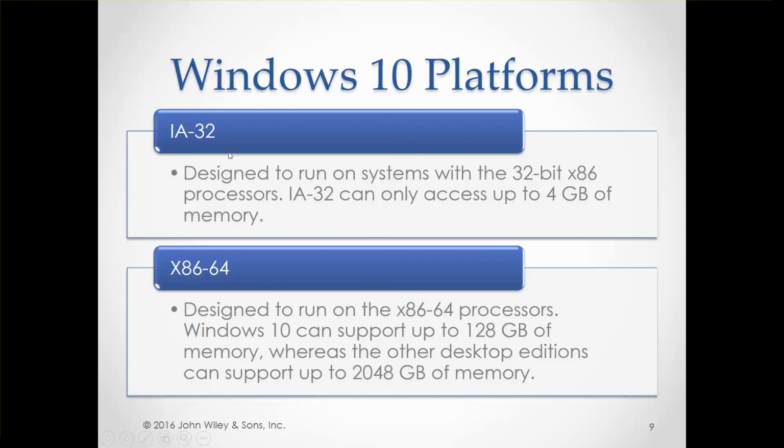Windows 10 platforms, you have the IA32. This is designed to run on systems with the 32-bit x86 processor. You can only access up to 4 gigabytes of memory. The x86-64, this is designed to run on the faster processors. Windows 10 can support up to 128 gigabytes of memory, whereas the other desktop editions can only support up to 2048.